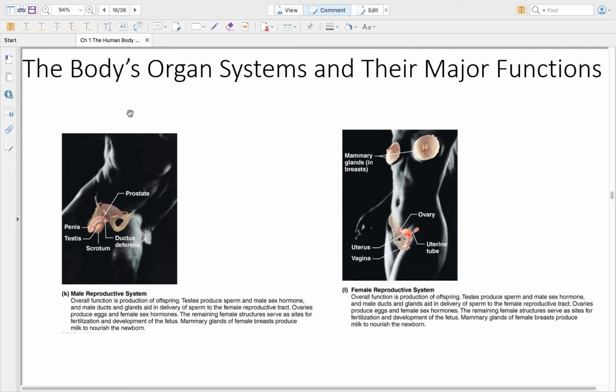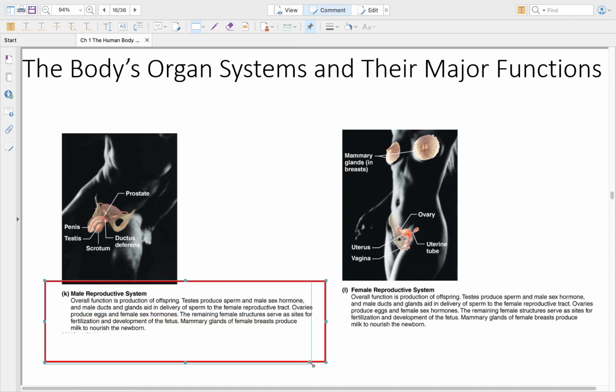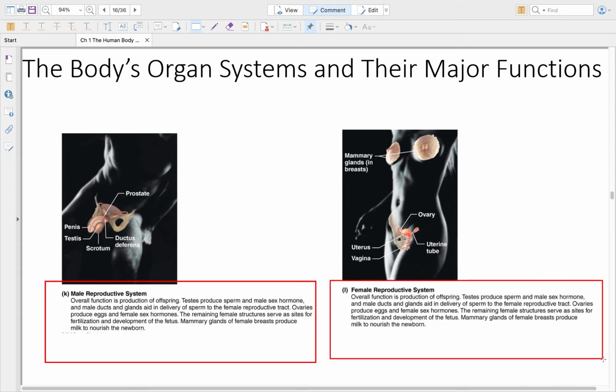Okay, and then we have our reproductive system. There's the male reproductive system. The overall function of that system is to produce offspring. The female reproductive system, same thing. Okay, not only offspring, right? Both systems are designed for reproduction, but then of course we need those systems to make our hormones, to make them effectively, so that we don't end up with a hormone imbalance. So they have quite the job.